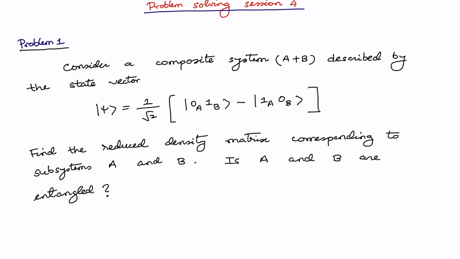Consider a composite system A plus B described by the state vector as it is given. Here, as you can see, the state vector is written in such a way that it specifically says which qubit belongs to what. Say 0 belongs to subsystem A, 1 belongs to B in the first term. In the second term, 1 belongs to subsystem A, 0 belongs to subsystem B. You are asked to find the reduced density matrix corresponding to subsystems A and B. Then you are also asked, are A and B entangled?